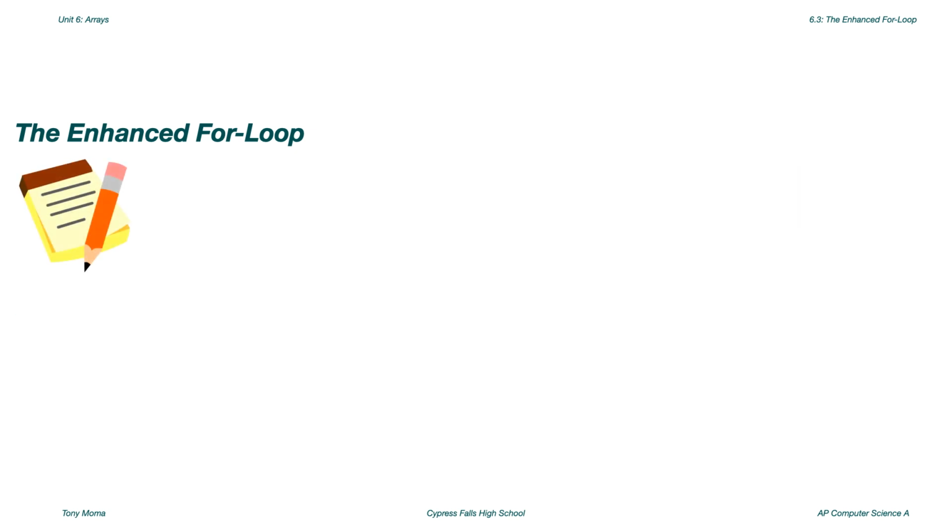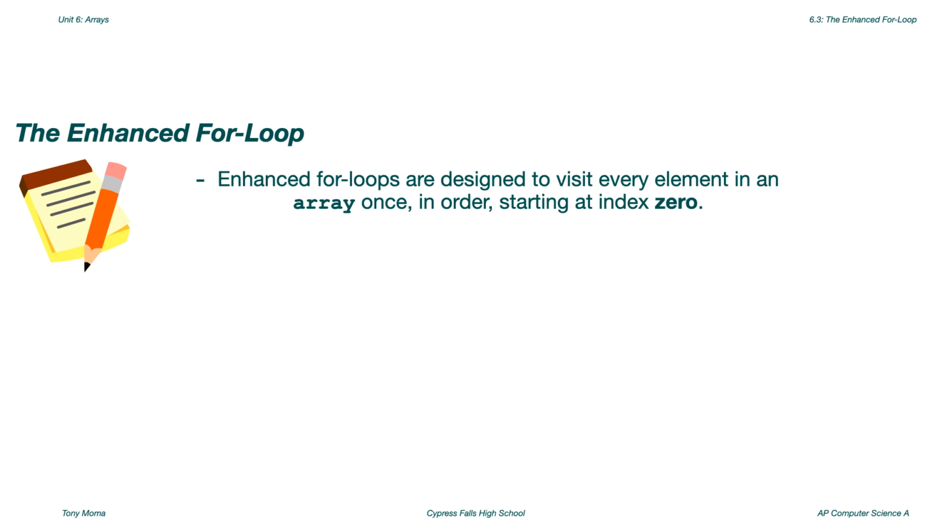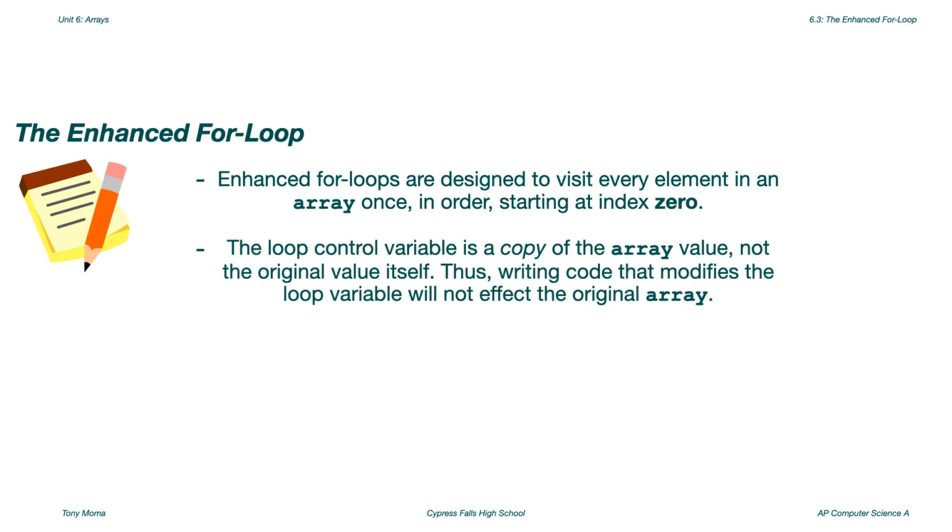So a couple facts to note about enhanced for loops. Enhanced for loops are designed to visit every element in an array once, in order, starting at index 0. And secondly, the loop control variable is a copy of the array value, not the original value itself. Thus, writing code that modifies the loop variable will not affect the original array.